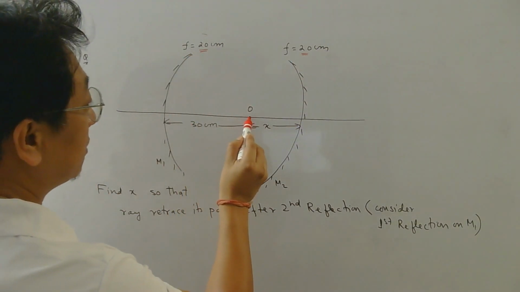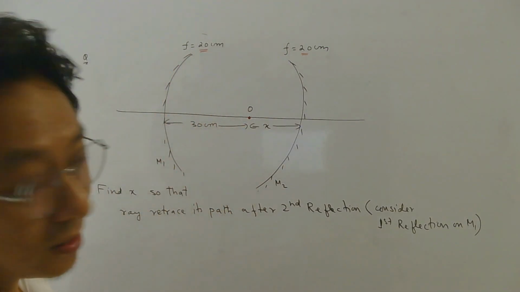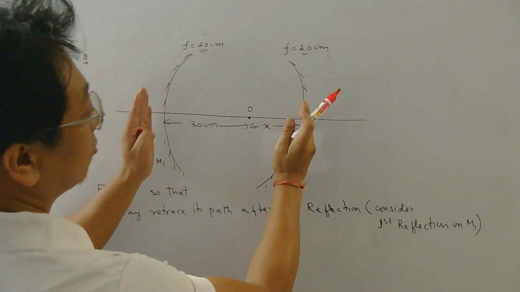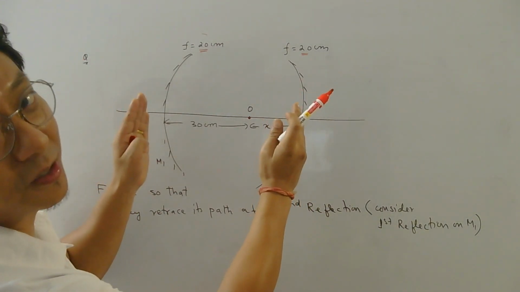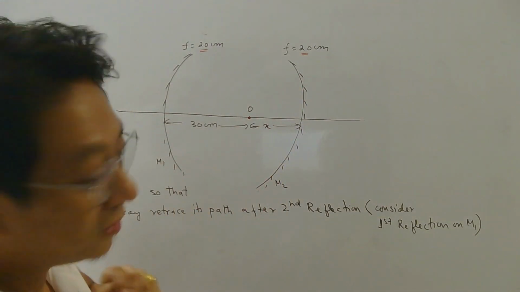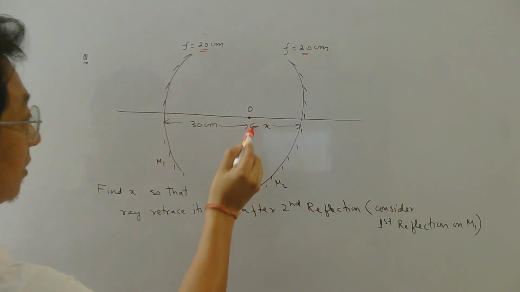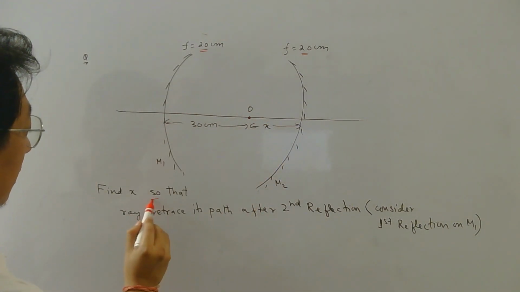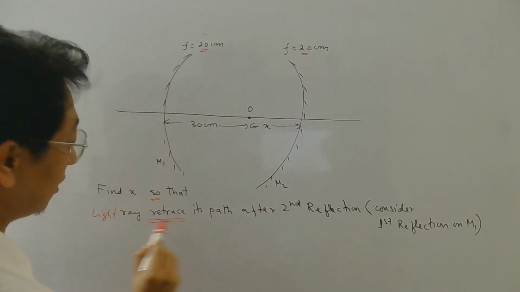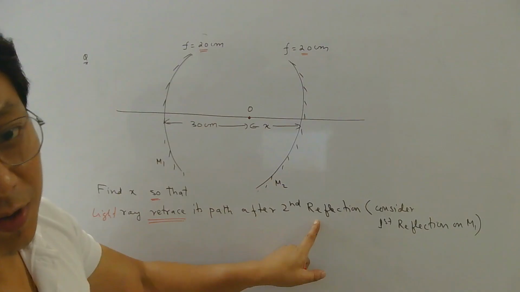Now one object is kept at a distance of 30 centimeter from this mirror. They are asking what should be x, or they may also ask what should be the distance between the mirrors, right? Because if you find x, you will find this also. 30 is given already, right? So if this is 10, this will be what? 40. So you have to find the value of x so that a ray of light retraces, very important word, its path after second reflection.